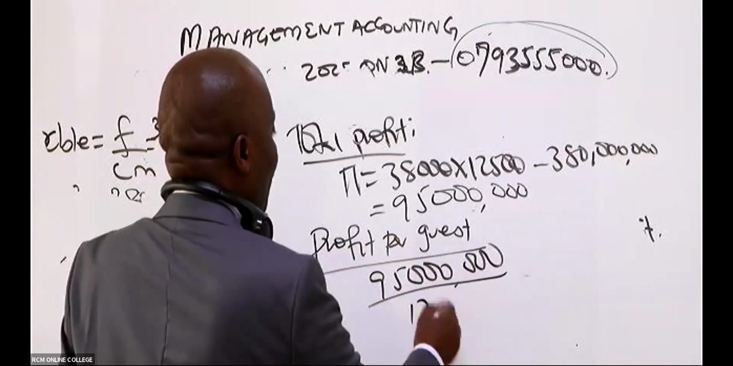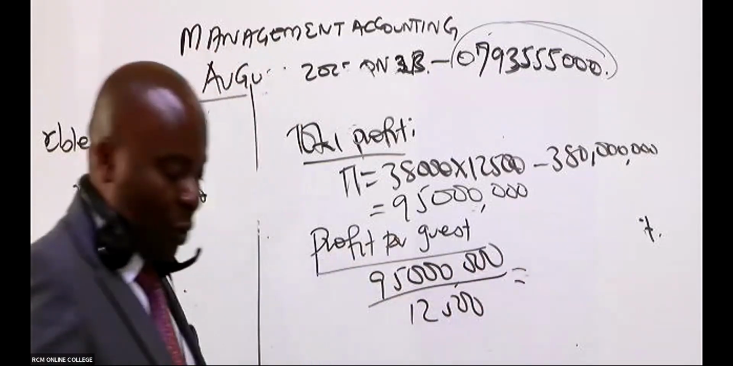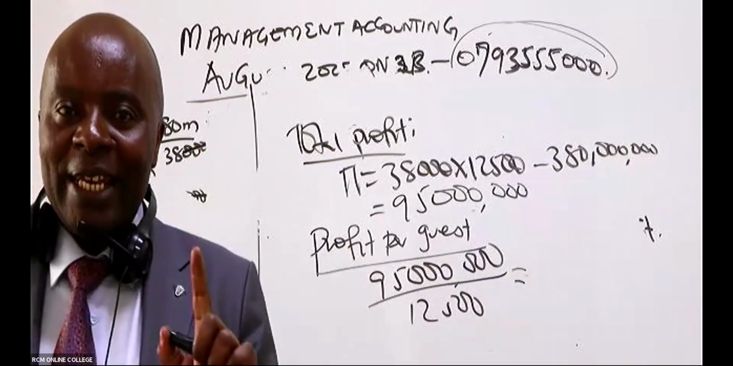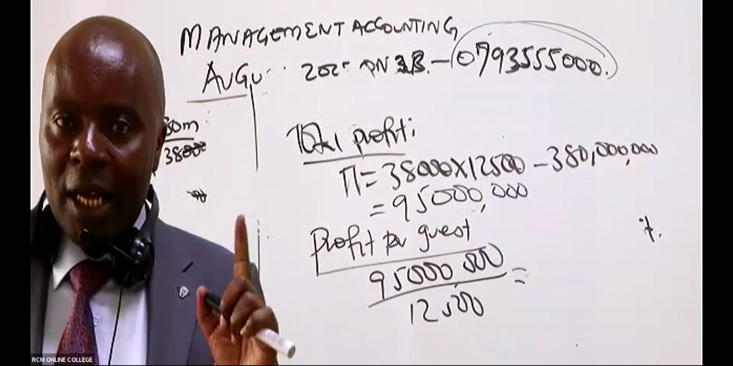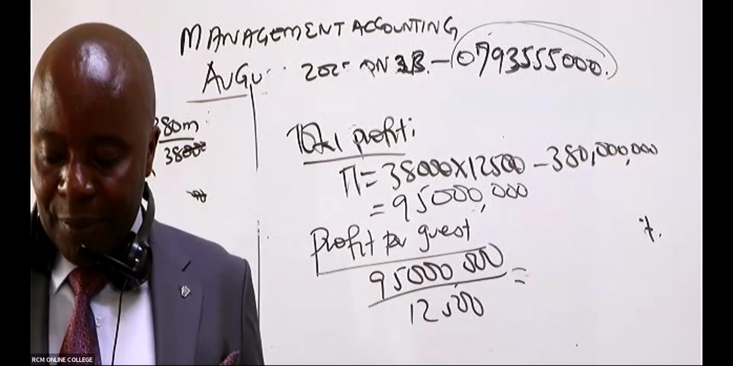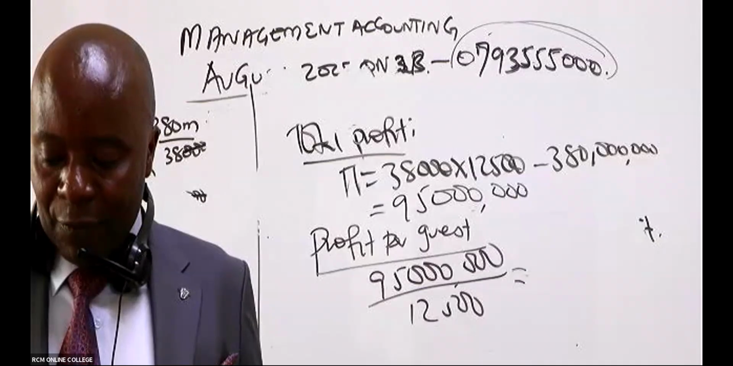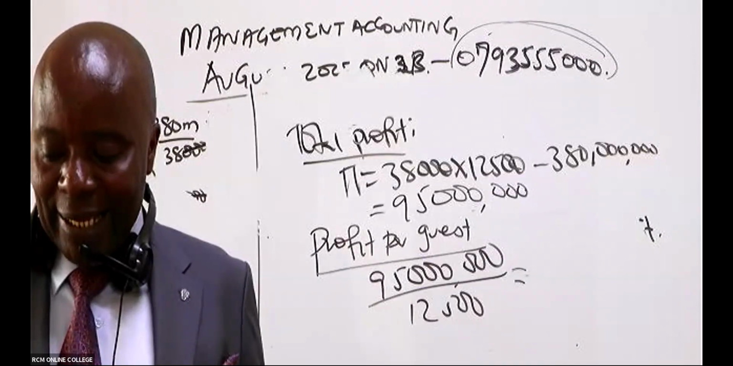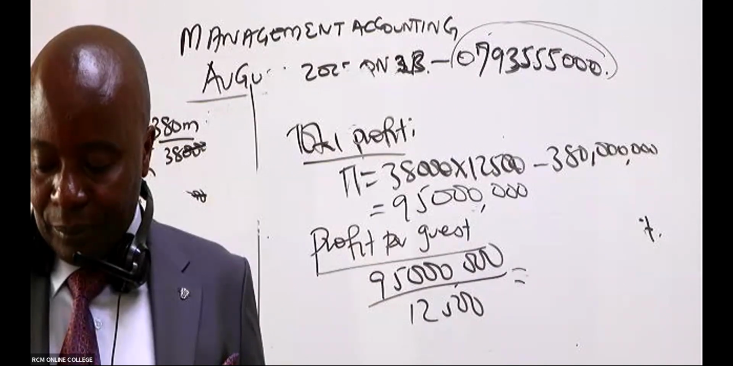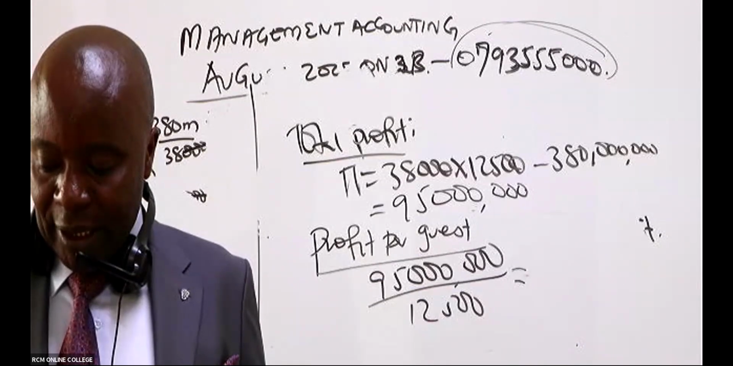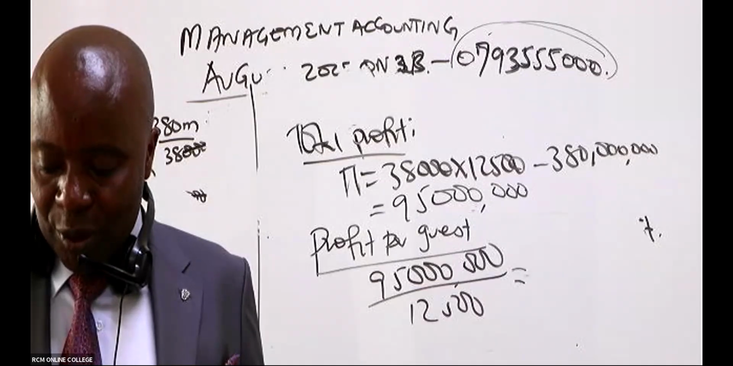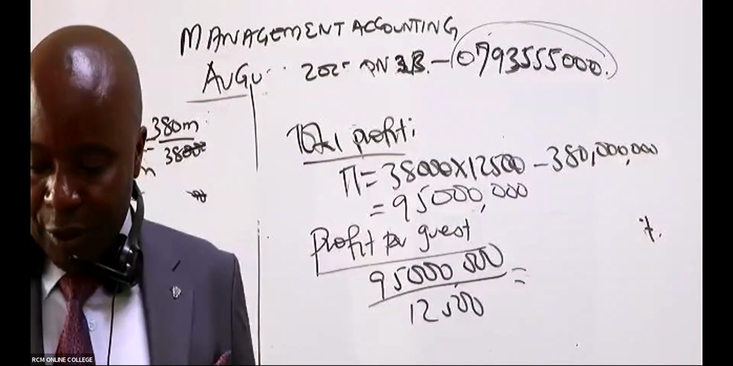divided by this 12,500, which your examiner was able to get as 7,600. Remember the price being given assumes that each guest is going to stay with us for a week. So it is profit per guest per week. Your examiner was able to get a figure of, let me just show you.